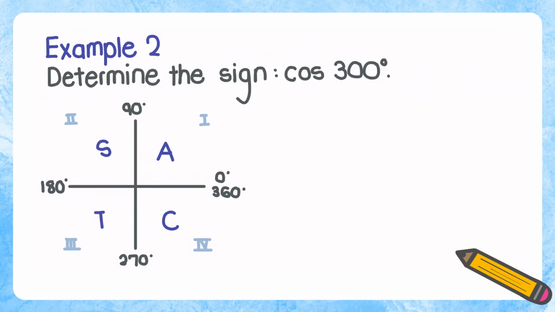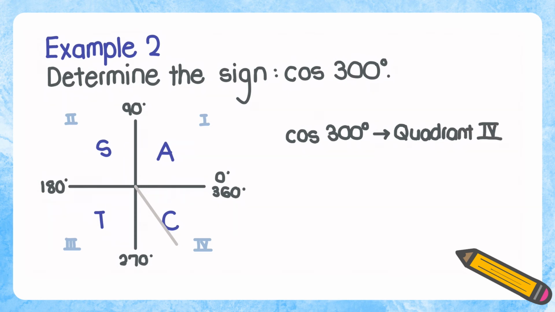Let's look at example 2. You don't have to write the entire problem down again, just the cosine of 300 degrees part. So we're going to determine whether cosine of 300 degrees is positive or negative. So we have cosine of 300 degrees, and let's think about which quadrant this angle lies in. 300 degrees is somewhere between 270 and 360 degrees. So it's in the last quadrant. It's in quadrant 4.